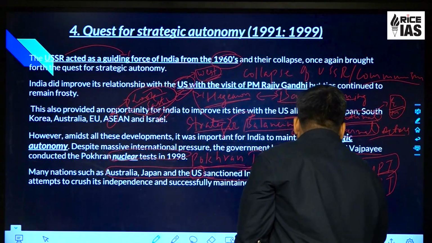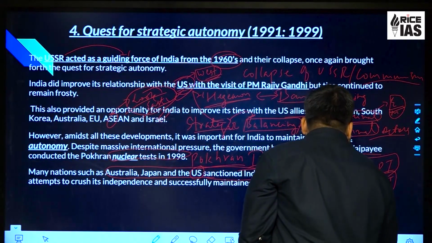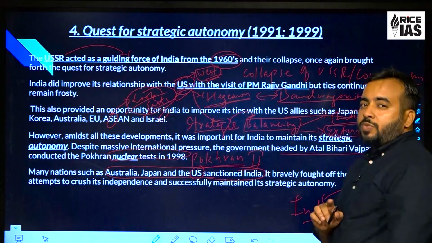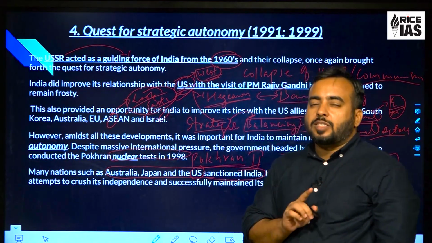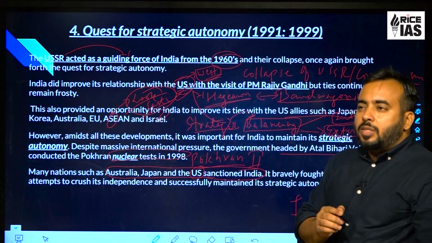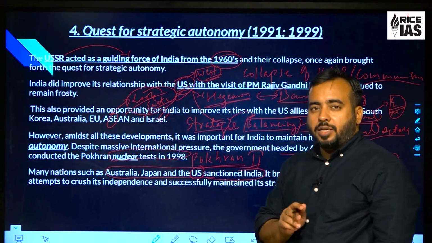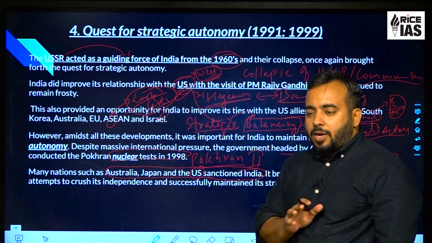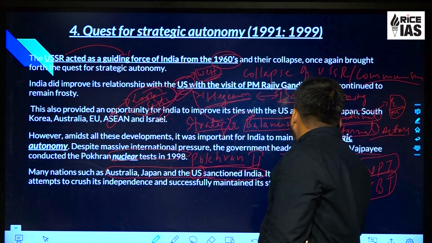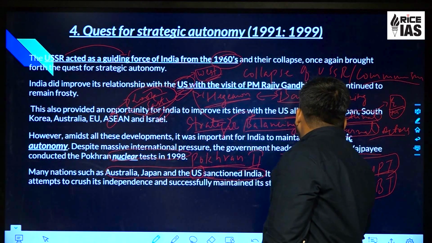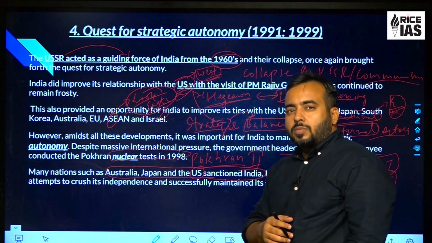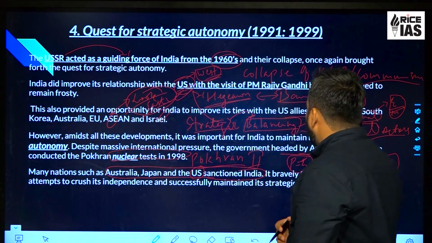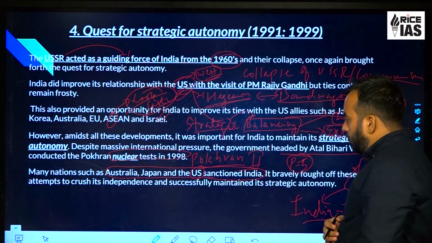India is not in favor of nuclear proliferation. India is in favor of nuclear disarmament, but this disarmament has to be fair and equitable. It cannot be undemocratic. The P5, the permanent five of the United Nations Security Council, cannot be monopolizing nuclear power and asking India to shun or give away its nuclear weapons.